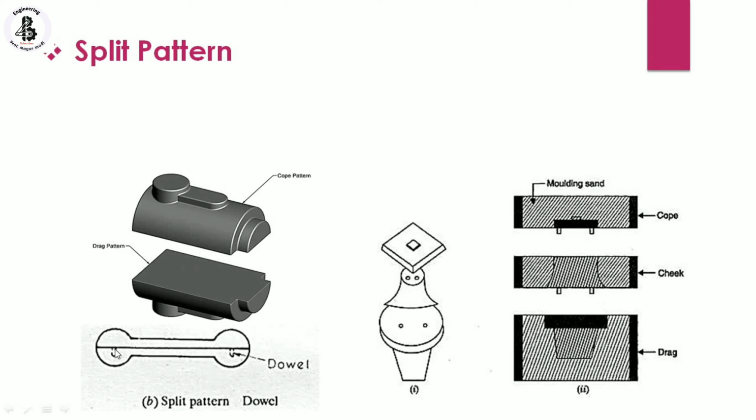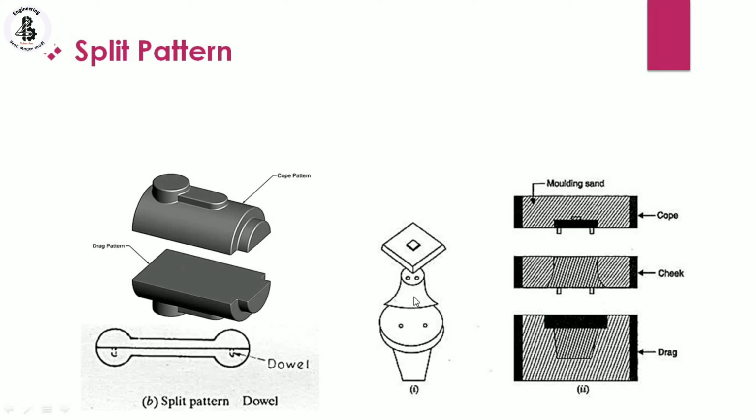In the second figure, you can see the top part, or cope pattern, and the drag pattern, and both patterns are connected with the help of dowel pins. In another application, you can see some complex geometry made with the help of split patterns. Here three parts are used for manufacturing such objects. At the top is the cope, with molding sand filled around it. Between the cope and drag is the check part.